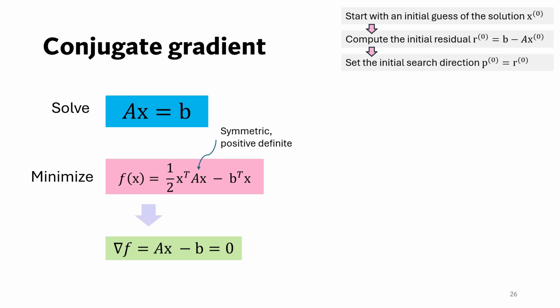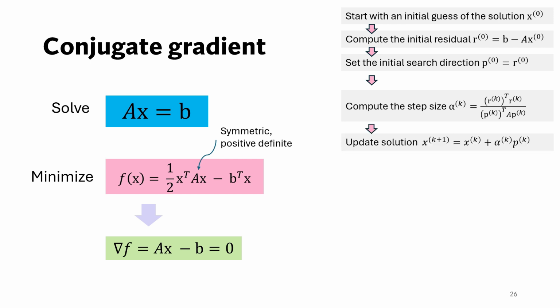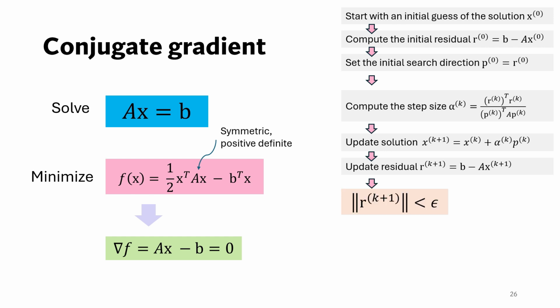We then compute the step size that we want to take in the search direction. Now we have the solution vector at iteration k, the step size and the search direction, so we can update the solution vector by moving along the search direction by a distance equal to the step size. The next step is to compute the residual and check if the residual is smaller than a user-specified threshold. If yes, we stop the iterations and output the solution vector.